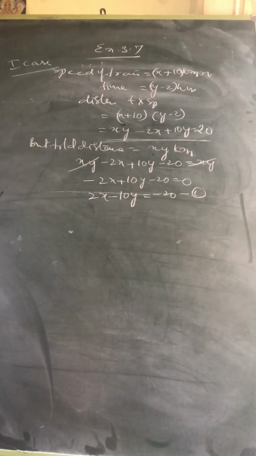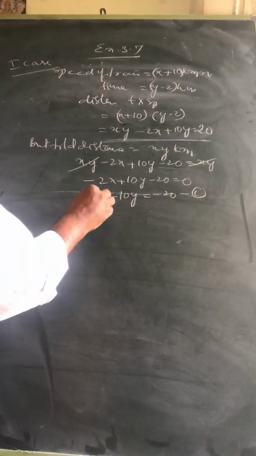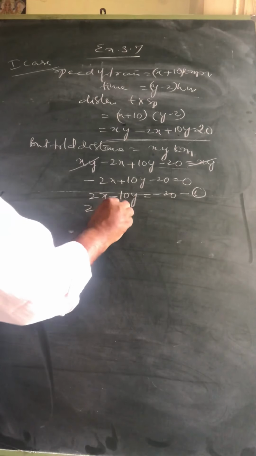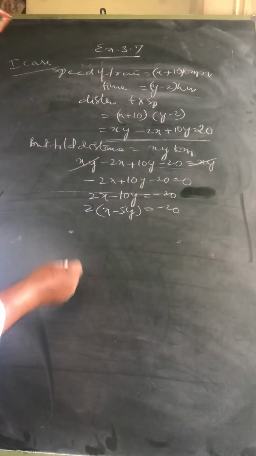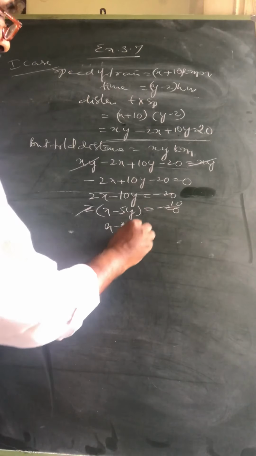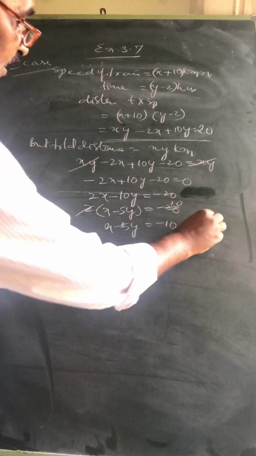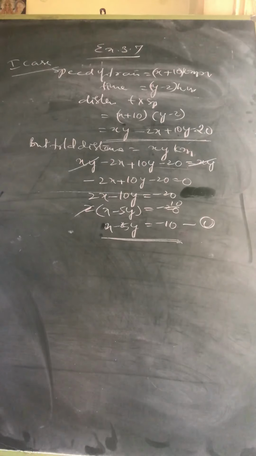Okay? 2x minus 10y is equal to minus 20. You can reduce it. Take 2 as common, then divide: 2 ones are 2, 2 tens are 20. So x minus 5y is equal to minus 10. You can take this as the first equation. This is the reduced form of the equation.